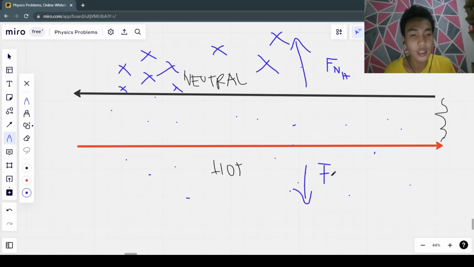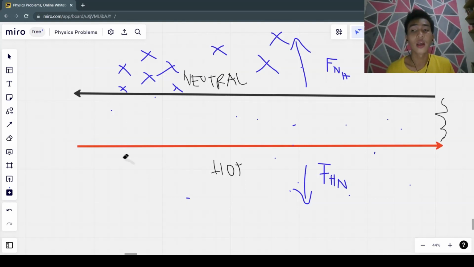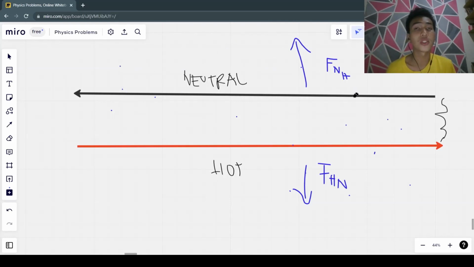So the force acting on the hot wire created by the neutral wire. So merong shorter way para malaman natin yung direction ng force acting on parallel current wires. So ang shortcut dun is kapag yung direction ng parallel current lines are opposite sa each other, kagaya nito, mapapansin nyo, this one is pointing to the left and this is pointing to the right.